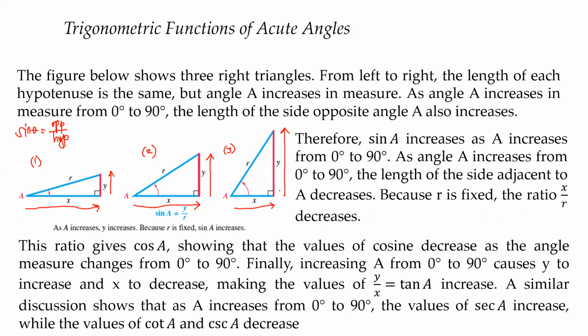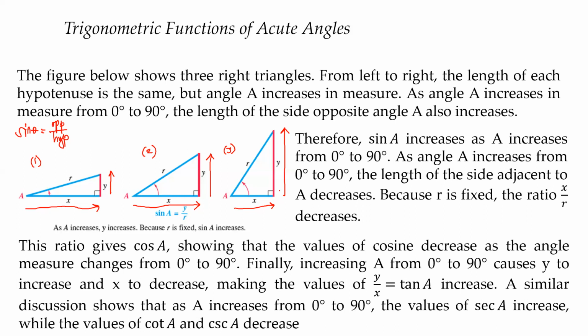Now, a similar discussion shows that as A increases from 0 to 90, the values of secant increase, while the values of cotangent A and cosecant A decrease. Why? Secant being the inverse of your cosine, right? If cosine, ang x nimo magkagamay, while ga constant ang imong r, magkadako ang imong value. Secant increases.